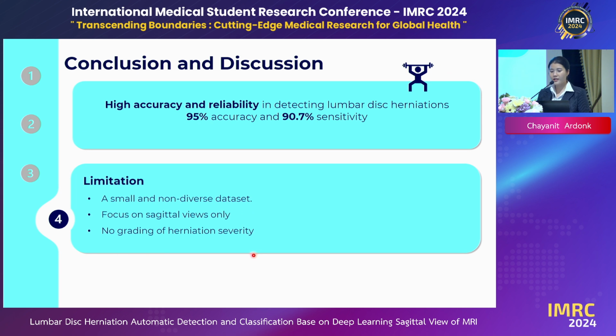In conclusion, our model demonstrates high accuracy and reliability in detecting these herniations, with 95% accuracy and 90.7% sensitivity. However, there is still some room for improvement and limitations. Since we use a small size and not diverse dataset, and we only focus on the central view of the image and no grading of herniation severity.